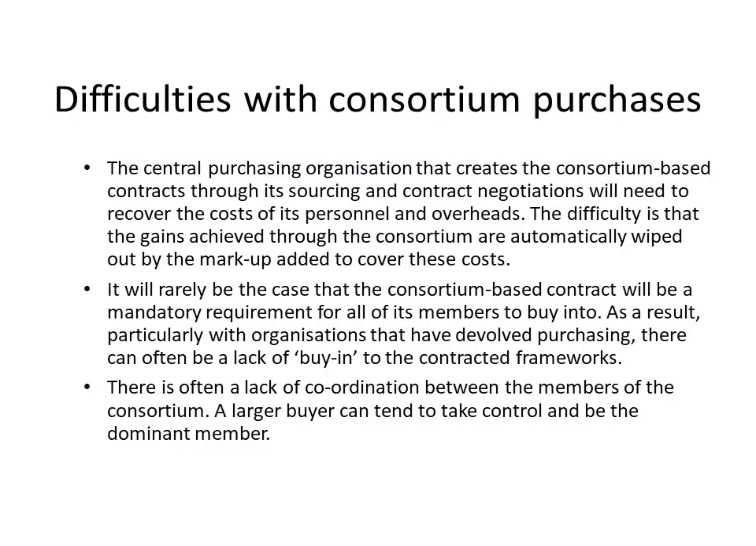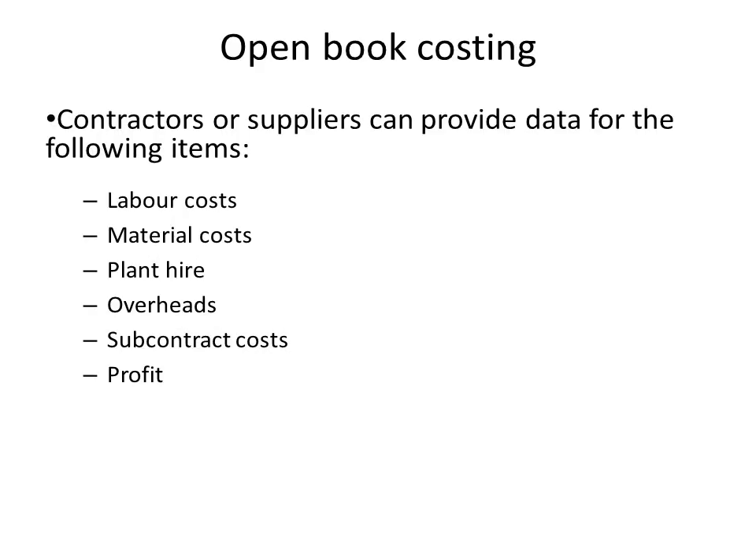Difficulties though with consortium purchases: the central purchasing organisation that creates the consortium contracts will need to recover the costs of its personnel and overheads, and the gains achieved may be automatically wiped out by the markup added to cover these. Maybe. It will rarely be the case the consortium contract will be mandatory. As a result, with organisations who develop purchasing, there can be a lack of buy-in to the frameworks. People might not use them, and there can be a lack of coordination amongst the members of a consortium, where a large buyer can tend to take control and be the dominant.